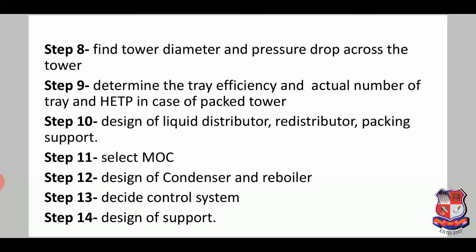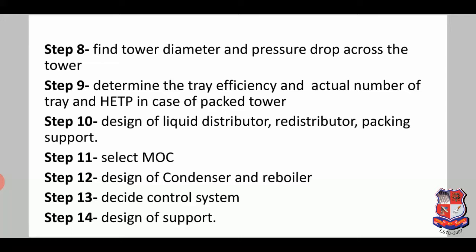Then step number 13 comes, decide control system. So in a distillation column you will have 4-5 flow rates. One is feed flow rate, then distillate flow rate, then bottoms product flow rate, then flow rate of cooling medium, then flow rate of heating medium. So you need to control all these flow rates, you need to control temperature, you need to control pressure. So you need a perfect control system for your distillation column design.